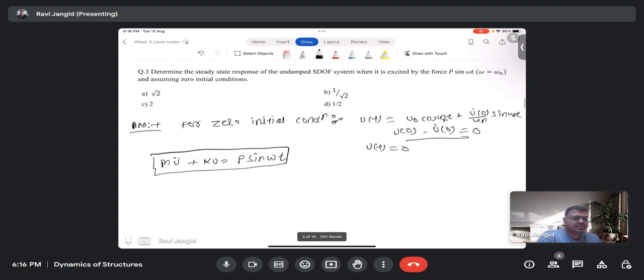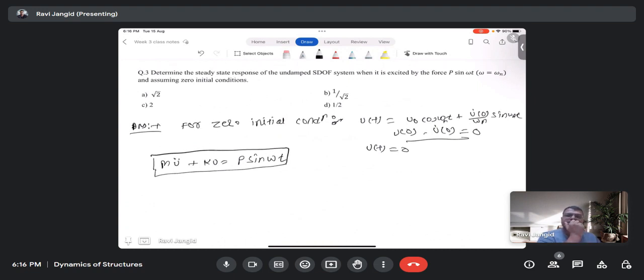Sir, before you go to the next step, I have a doubt here. U naught and u dot naught are both zero, so the transient response would be zero, because in the question we initially state that initial conditions are 0. But will this ever happen actually? In practicality, we cannot have such a situation.